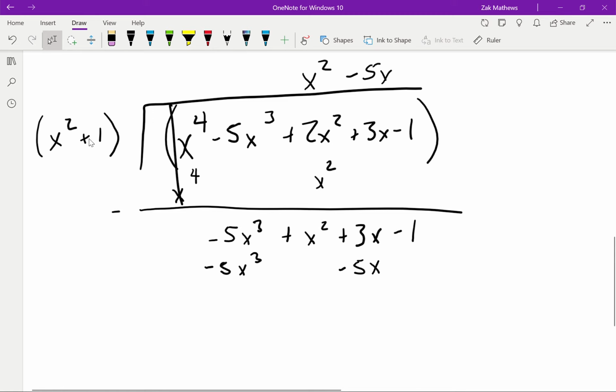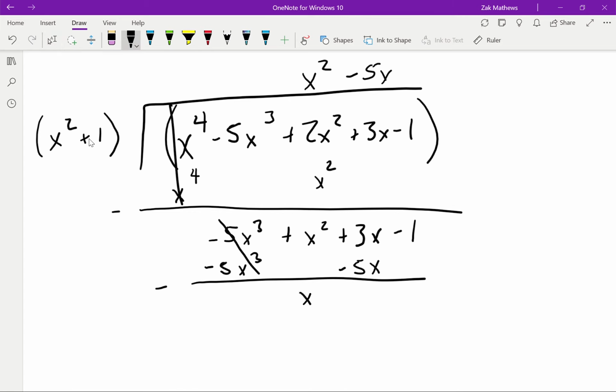And I'm going to subtract these two lines. X cubes cancel. X squared comes straight down. A 3 minus a negative 5 turns into a plus 5. That gives me an 8x minus 1. X squared divided by x squared, that's just going to give me a 1. And so we'll have x squared plus 1.